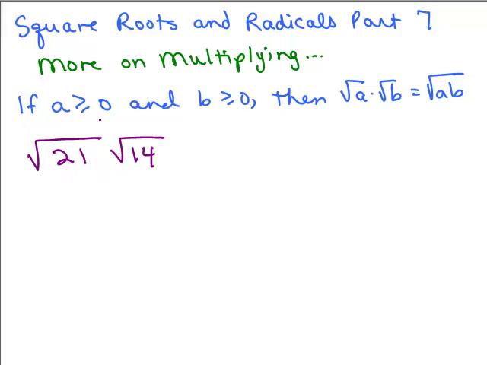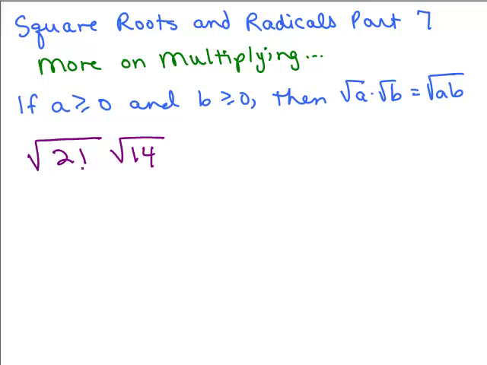If a is greater than or equal to 0 and b is greater than or equal to 0, then the square root of a times the square root of b equals the square root of ab. We can use that, but sometimes it's easier not to actually multiply a times b.